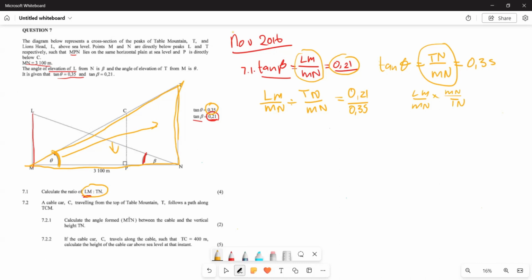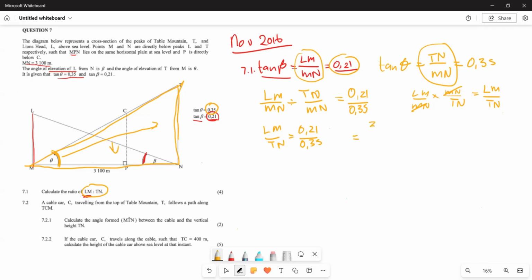When you're multiplying, this is going to be the same as MN over TN. And this one and this one are going to cancel, which means you're going to be left with LM over TN. So LM over TN, when you're dividing these two things, what did you find? This is still going to be 0.21 divided by 0.35.